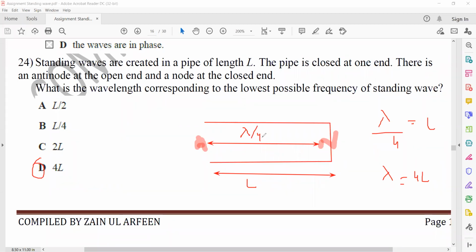Because the distance between a node and an antinode is a quarter of the wavelength. The distance between two successive nodes or two successive antinodes is half of the wavelength. And the distance between three successive nodes or three successive antinodes is equal to the full wavelength of a standing wave.